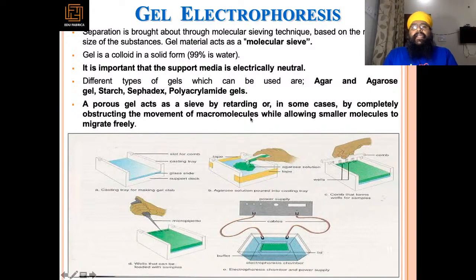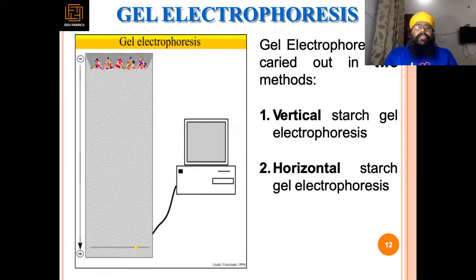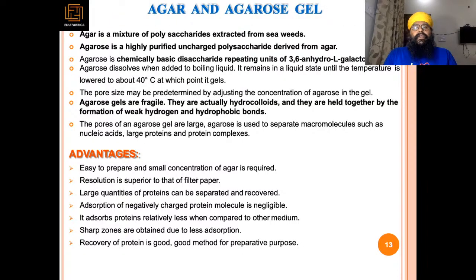And the porous gel acts as a sieve by retarding or in some cases completely obstructing the movement of macromolecules while allowing small molecules to migrate freely. So we have discussed that you put your gel first, then you add the comb, and then you put your sample, then get attached to your electrophoretic supply. So this could also be of two types, vertical and horizontal, according to its work.